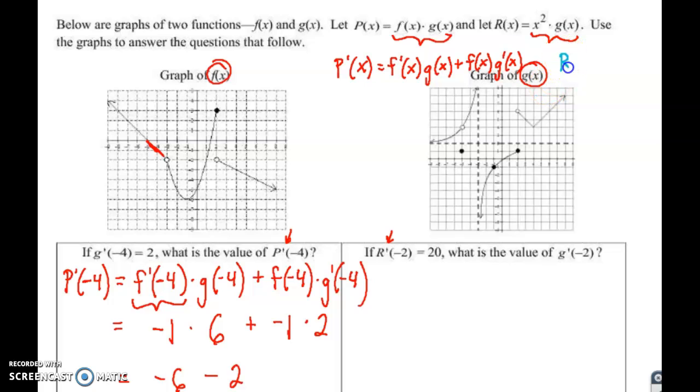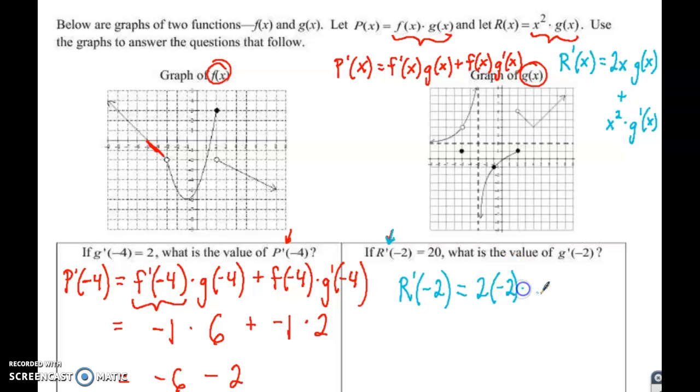So let me change colors for r, because that's what's happening on the next problem. So you have a product rule. So 2x, leave g of x alone, and then plus leave x squared alone times g prime of x. So if they're asking you, well, this time they give you r prime of negative 2. But if I follow this, it means it's 2 times negative 2 times g of negative 2 plus negative 2 squared times g prime of negative 2.